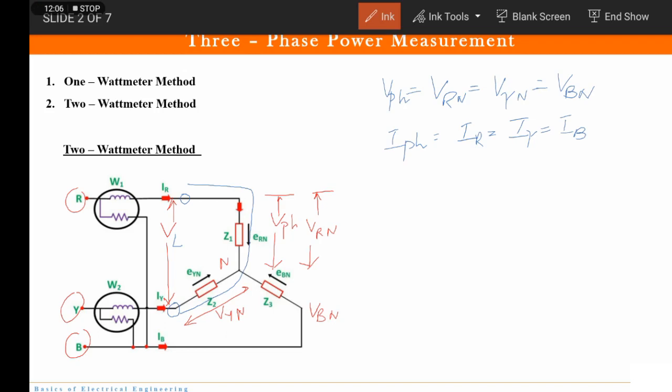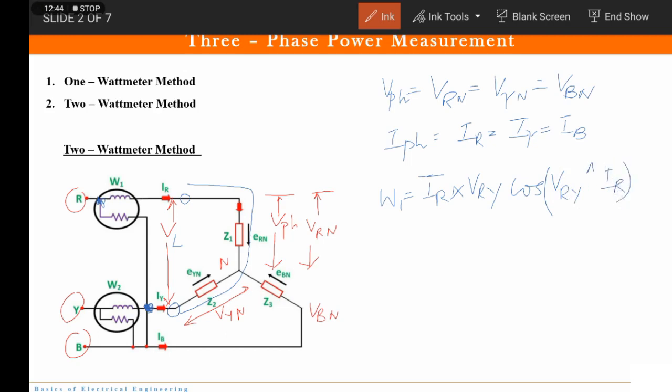Fine. So what is going to be the wattmeter 1 reading? It will be the current flowing through that, which is IR. And here it is connected between the voltage coil, this and this. So it gives you the voltage multiplied by the current. What is that voltage? VRY multiplied by cos of the angle between VRY and IR.